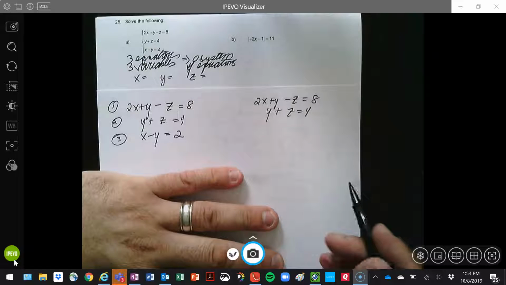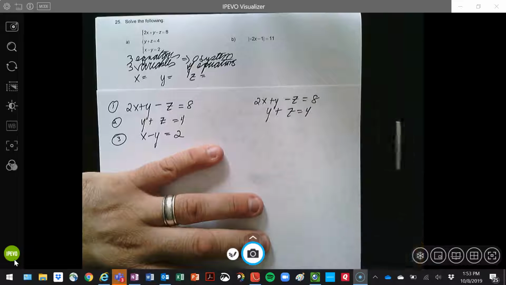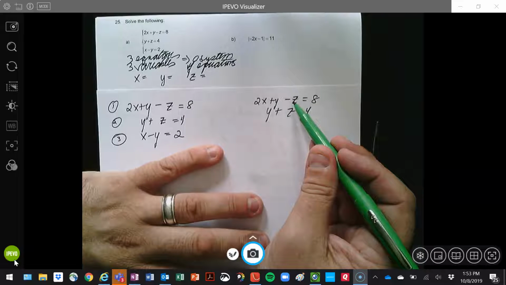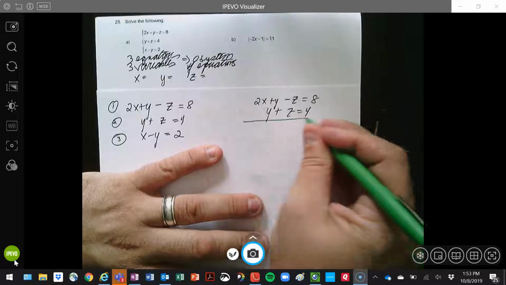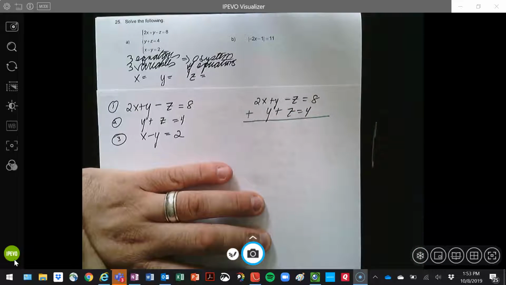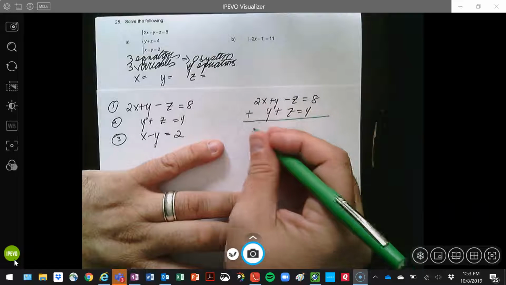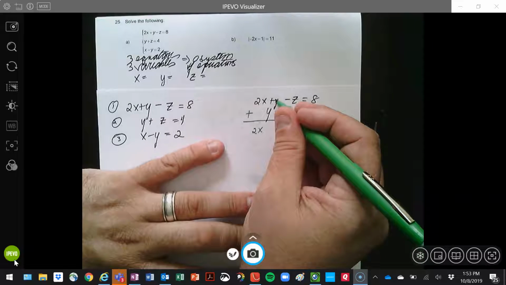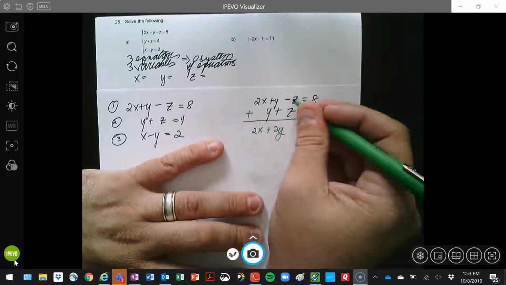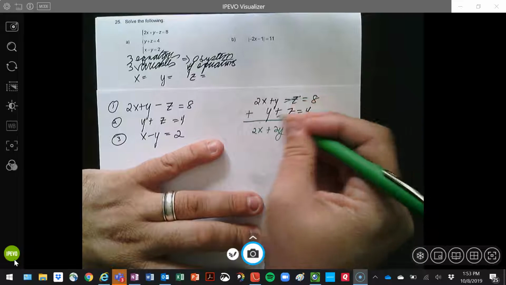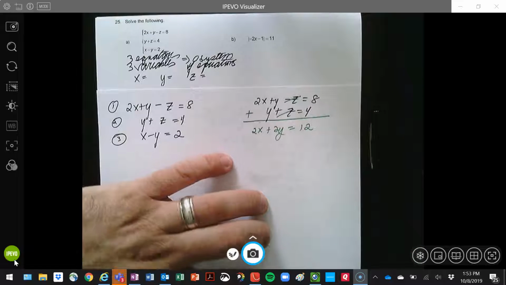And now this is up to you. You can do a variety of things here, but one of the first things that I notice is that I have a negative z in the first equation, a positive z in the second equation, and what I know is that with equations I can add them together, and that's okay. 2x, there's no x here, that's 2x. A positive y and another positive y is 2y. The negative z and the positive z, those cancel out. 8 plus 4 is 12.